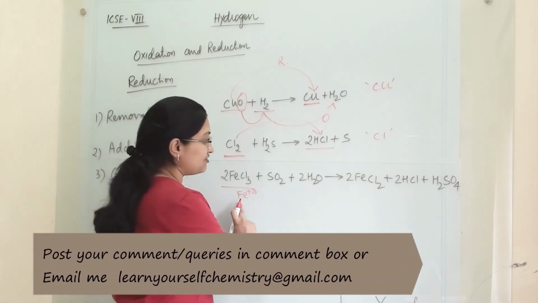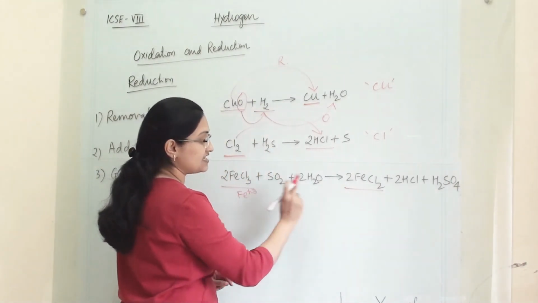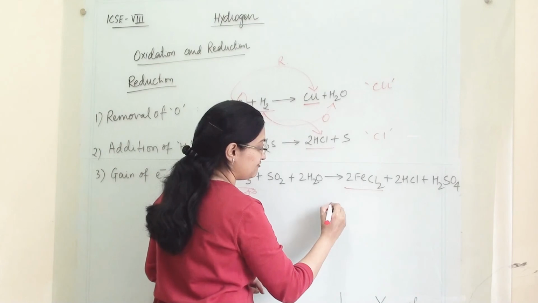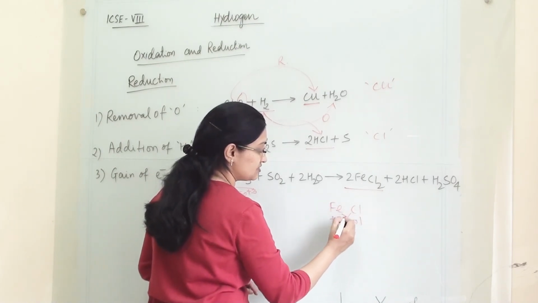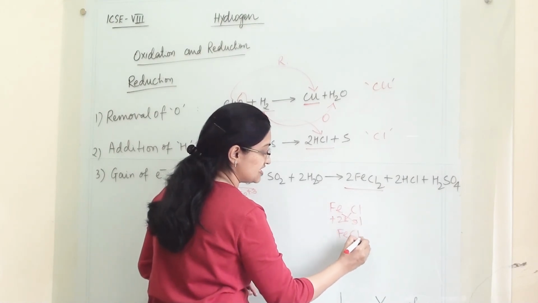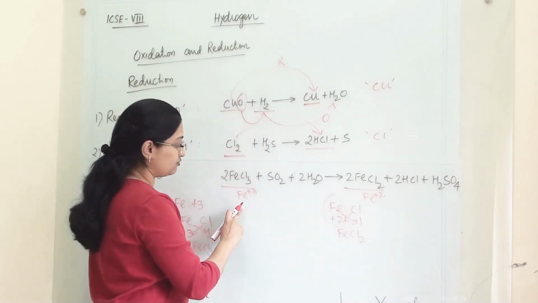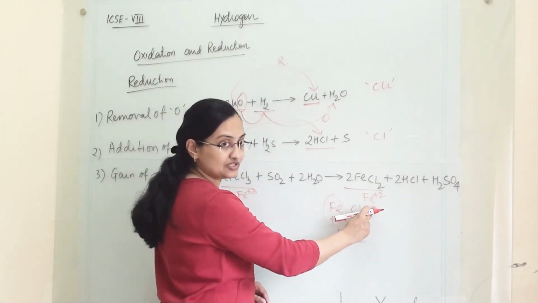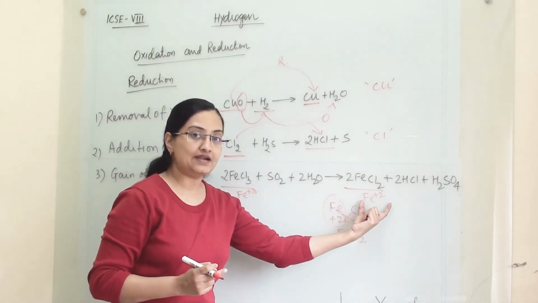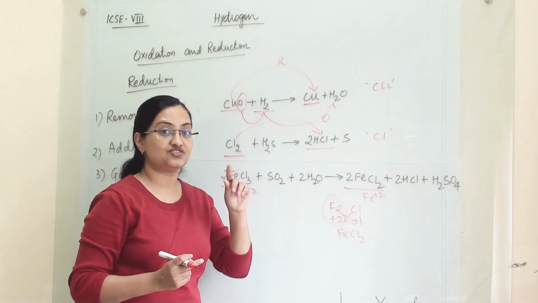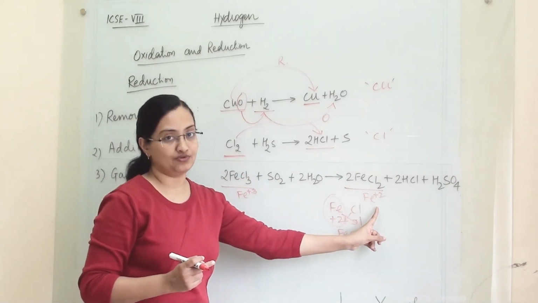Then this Fe plus 3 has become FeCl2. FeCl3 has become FeCl2. How? Fe is plus 2, Cl is minus 1. Via crisscross method we will get FeCl2. That means Fe here is plus 2. Earlier it was plus 3. Now it is plus 2. That means electron has been added to this. Then only one plus charge has been reduced. So that's why this is gaining of electron.